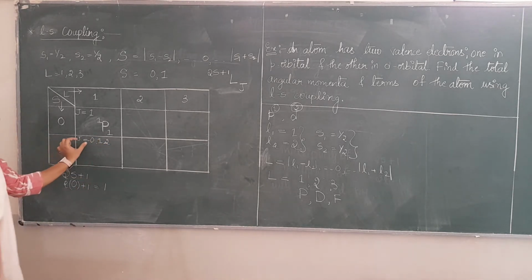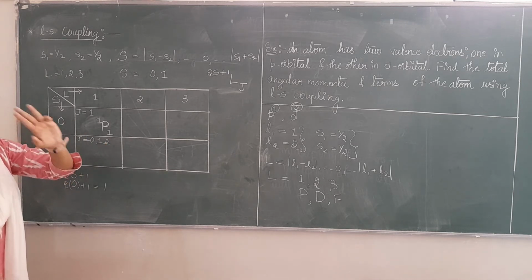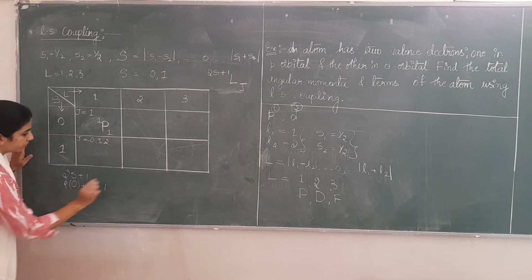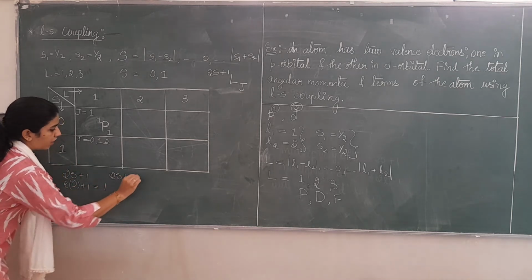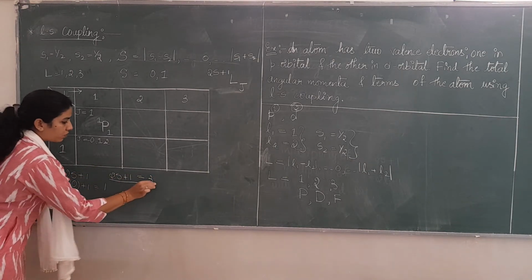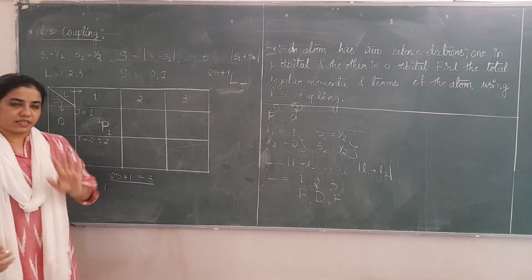Now see here, j has 3 different values. And the multiplicity here is 3. That way we can see here 2s plus 1, 2 into 1 plus 1 is 3. We have 2s plus 1 also 3 and the number of j values also 3. That means what we are doing is correct.